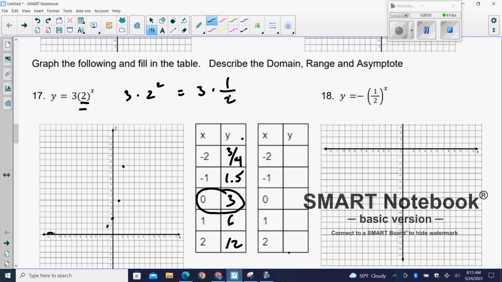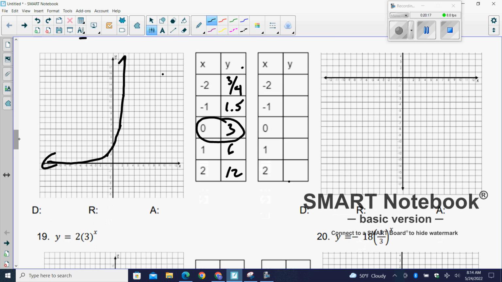My graph will never hit the x-axis. I'm going to come right alongside that. I know it looks like I hit the x-axis. Pretend I didn't. And then it cruises up like that. Go ahead and do the domain and range while we're at it. Domain: all exponentials have a domain of all real numbers.